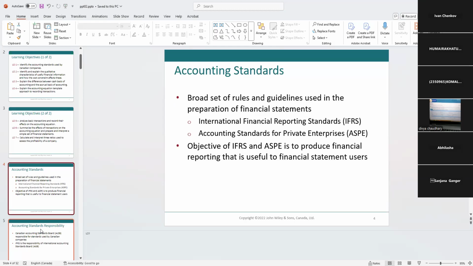If there's a publicly traded company, they have to use International Financial Reporting Standards. And all the other companies can use Accounting Standards for Private Enterprises. The objective is to produce financial reports which are useful for the users of financial statements, who are investors and creditors.